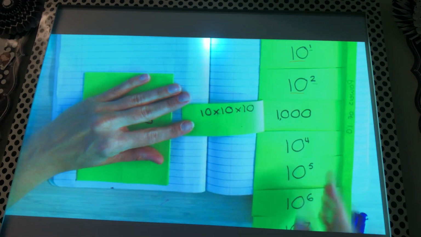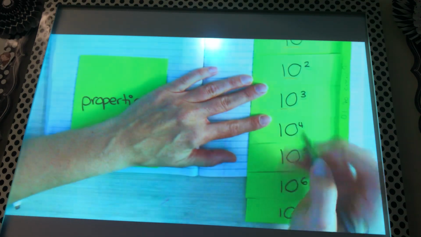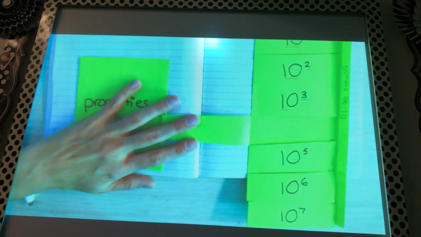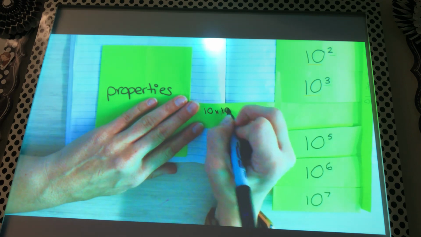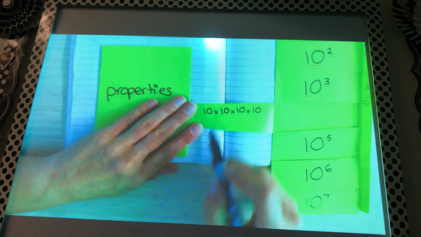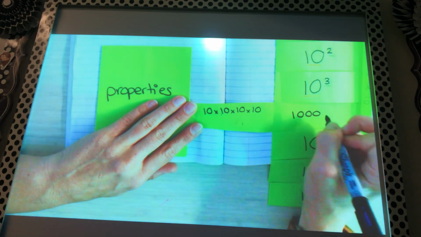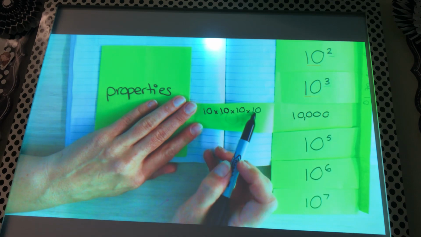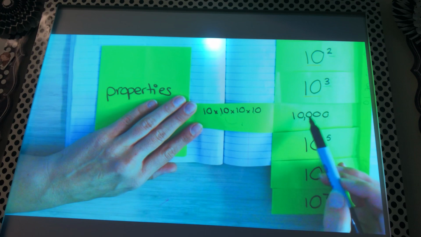Now, as we keep going, you might notice a pattern. So our next base is 10 to the 4th power. And let's see if we can find the pattern. Well, my base repeats 4 times. 1, 2, 3, 4 times as a factor. So 10 times 10 times 10 times 10. Every 3 digits, comma in front. I have 1 zero, 2 zeros, 3 zeros, 4 zeros.